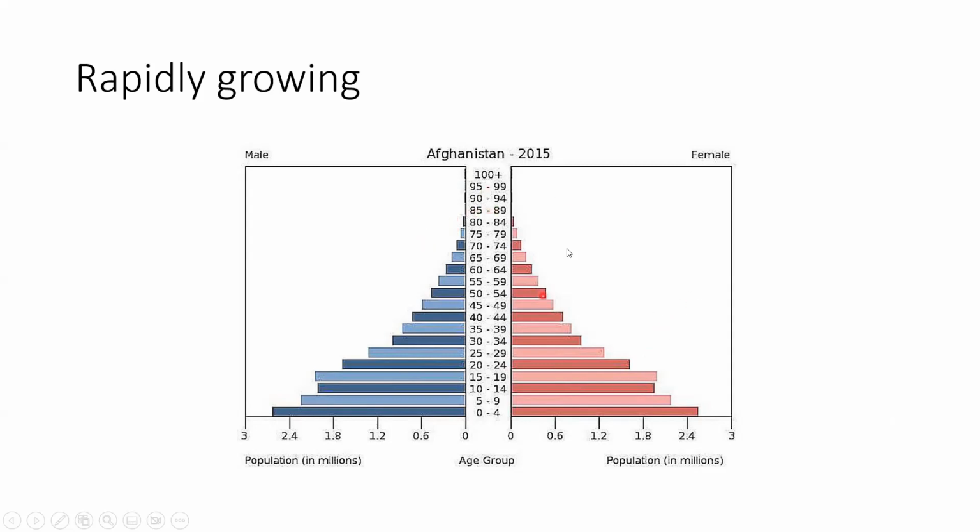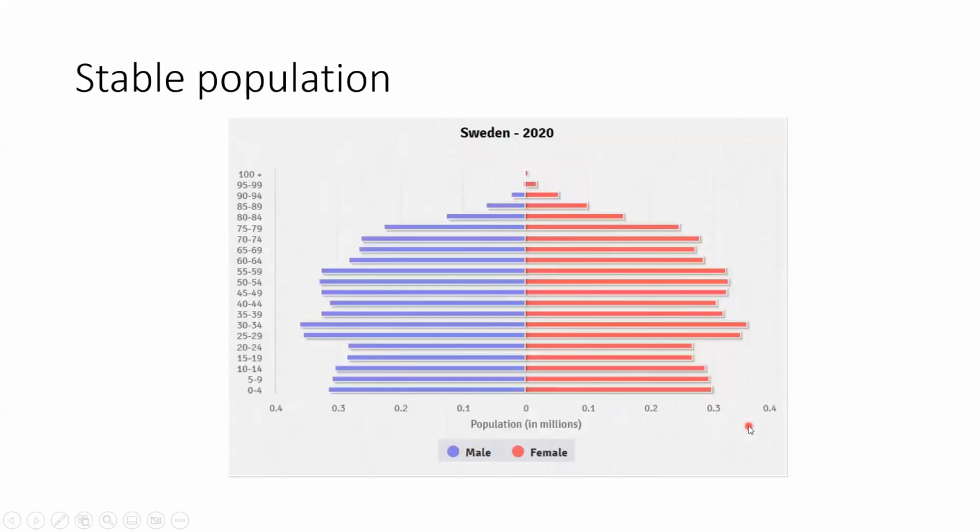But since we've got so few elderly people, the mortality rate is going to be much lower than that birth rate. So we're going to see the population increase. So this is what we would see for a country where we're expecting rapid population growth.